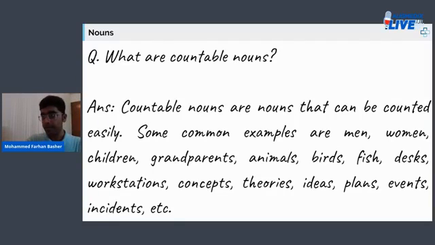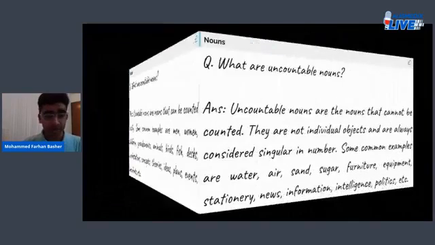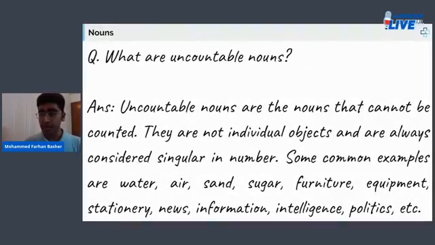Very easy. Okay, moving forward, we have uncountable nouns. So what are uncountable nouns? Uncountable nouns are exactly the opposite of what countable nouns are, right?